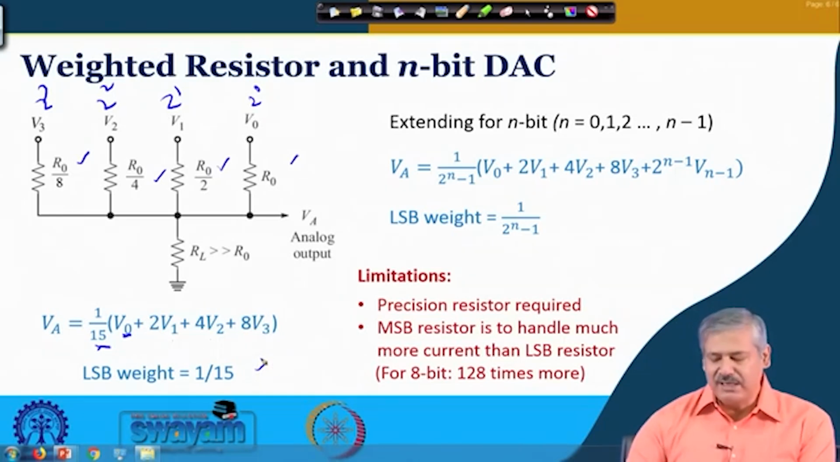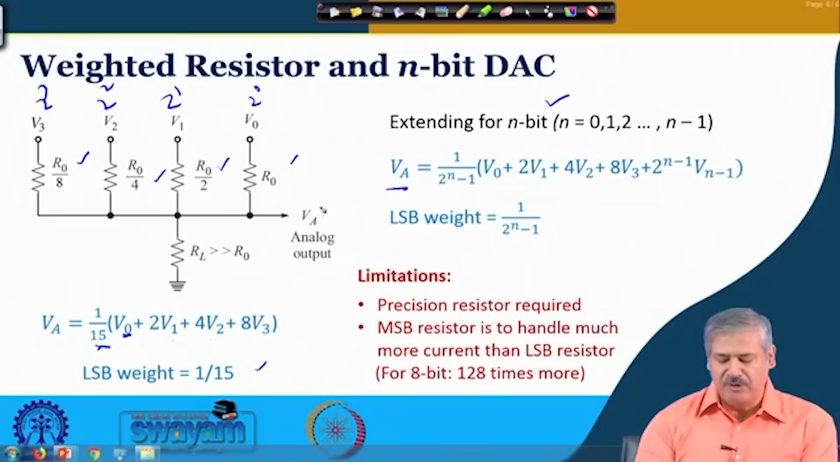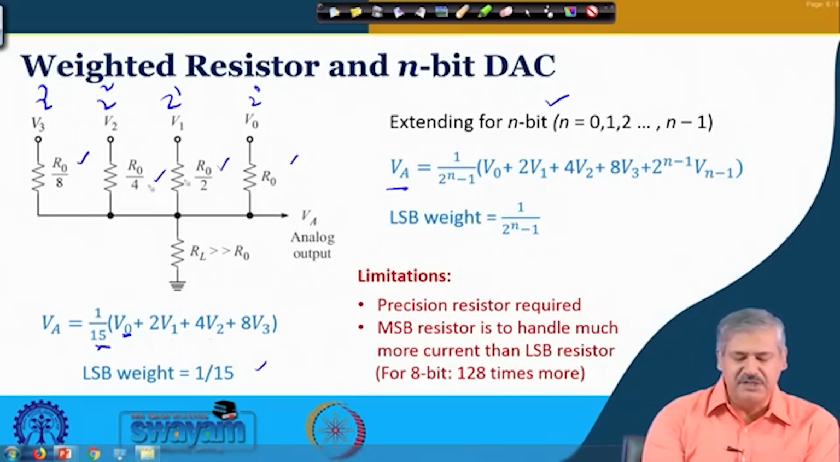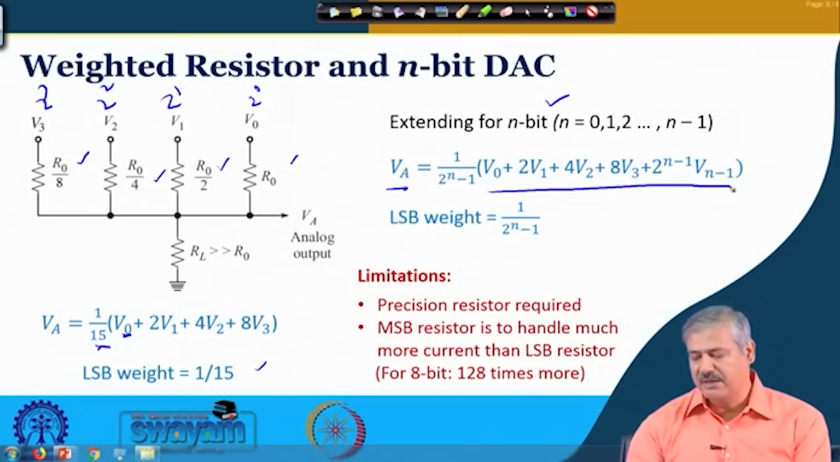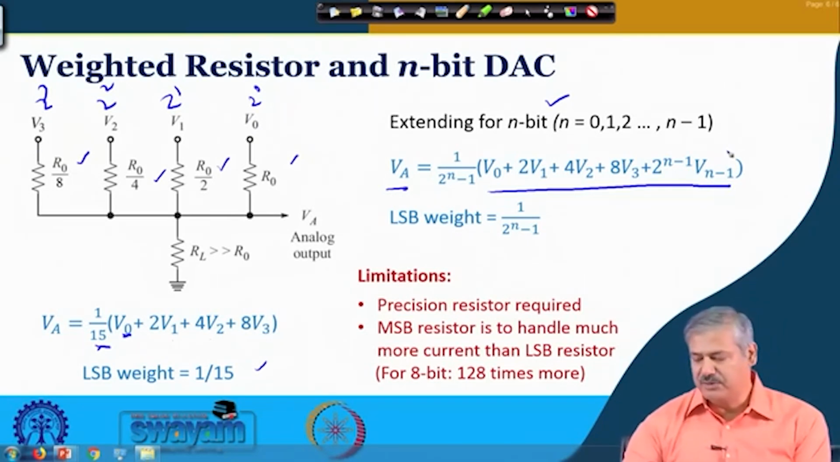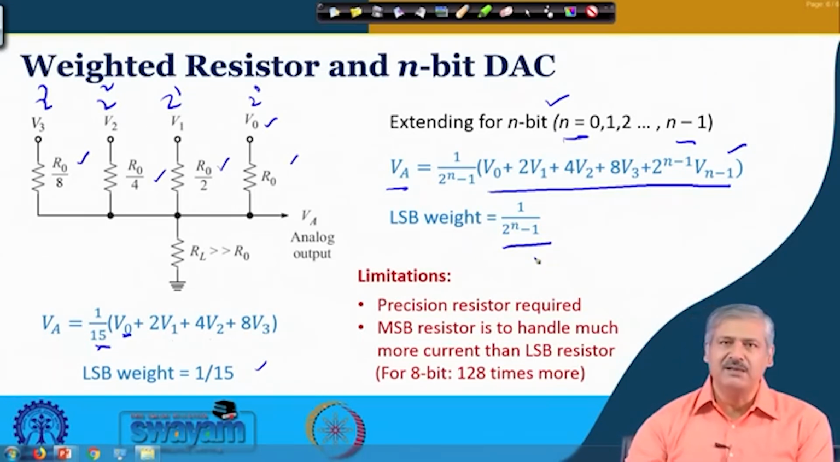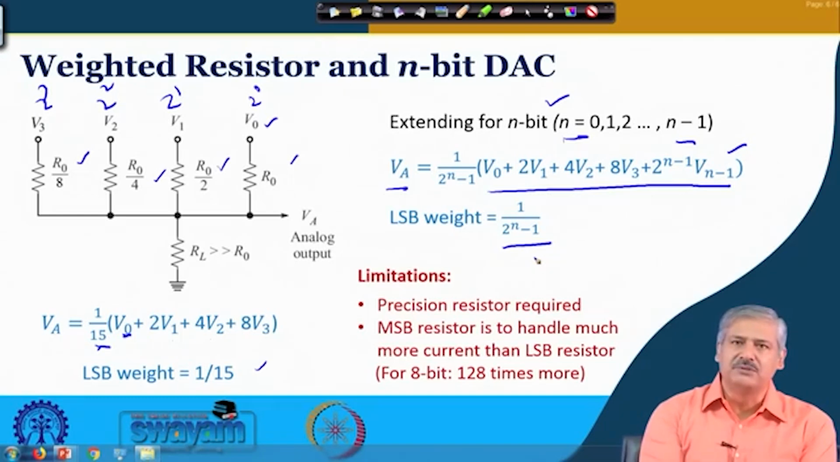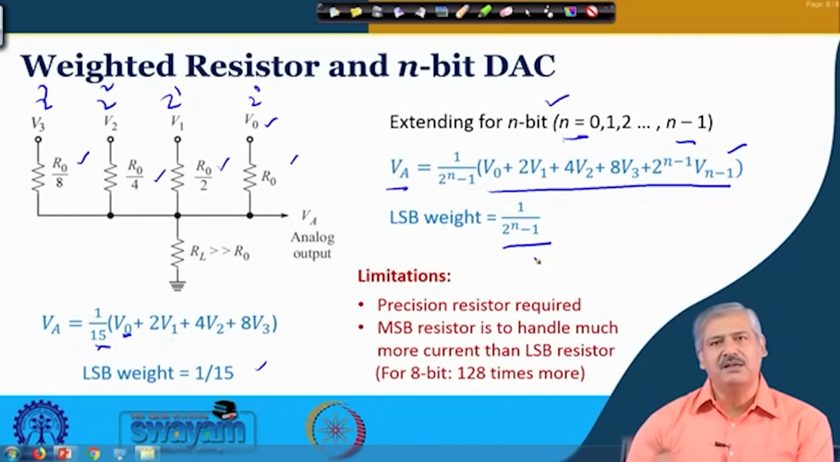This is fine. So, we can extend it to an n bit case, and in that case the analog output voltage that you see for a particular combination of the digital input will be given by this one, right. So, this is V naught and the last term will be V n minus 1 for n bit, because it is starting from 0. So, 0 to n minus 1, right, and the LSB weight will be 1 upon 2 to the power n minus 1. Is it fine? So, this is the way we can convert a digital input coming as a bit stream to a corresponding analog voltage. Is it clear?